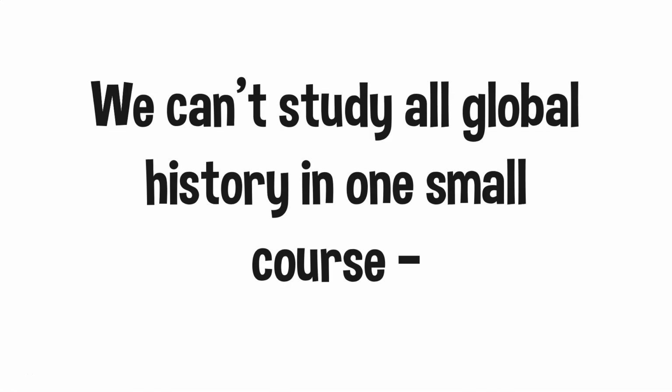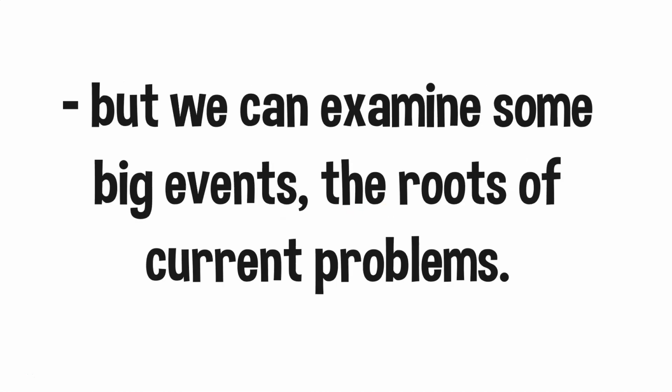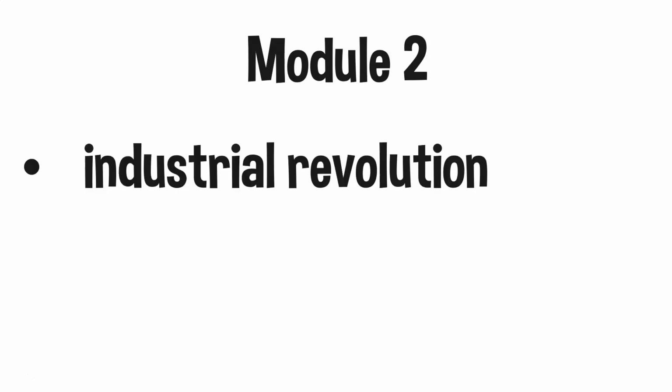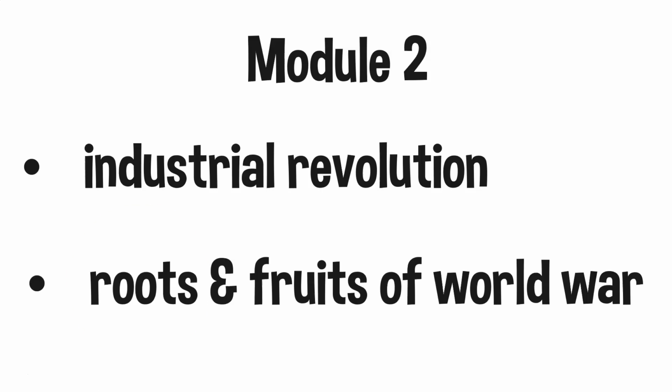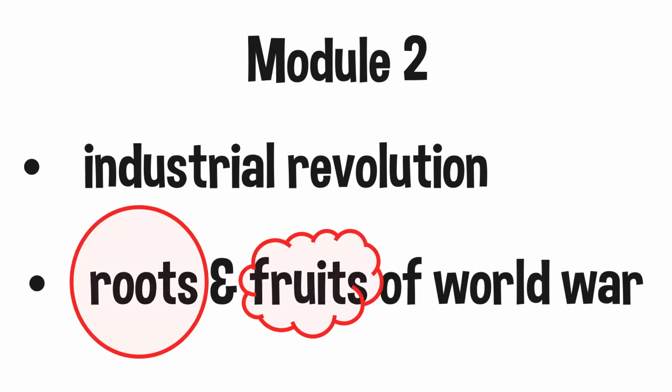We can't study all of global history in one small course, but we can examine some big events, the roots of our current problems. Module 2 of Global History looks at the Industrial Revolution and the roots and fruits of World War.